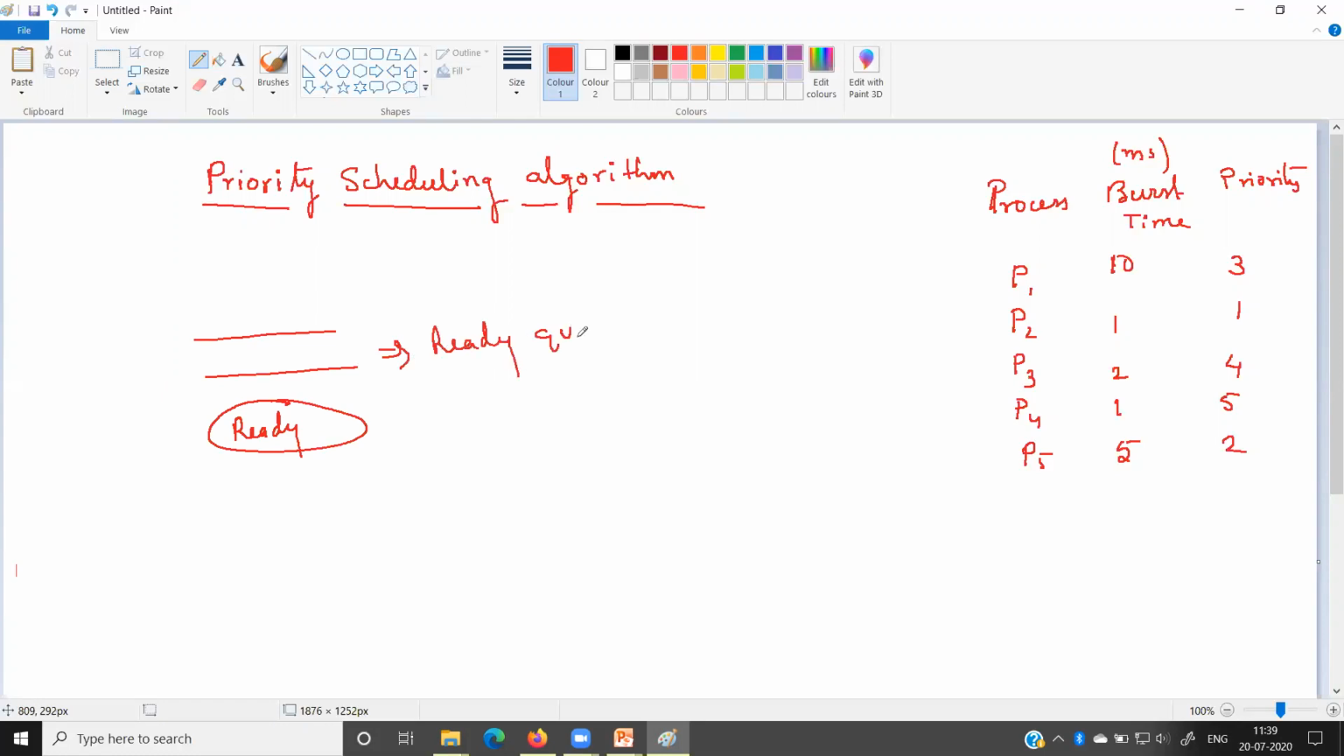Now, the processes are stored inside the ready queue like P1, P2, P3. Three processes are stored inside the ready queue. P1 arrived first, then P2, then P3. Now, the processes have different priority values assigned to them. For example, the process P2 has the priority value 1, process P1 has the priority value 2, and the process P3 has the priority value 3. So this priority value indicates the priority of the different processes. Those values are called the priority value.